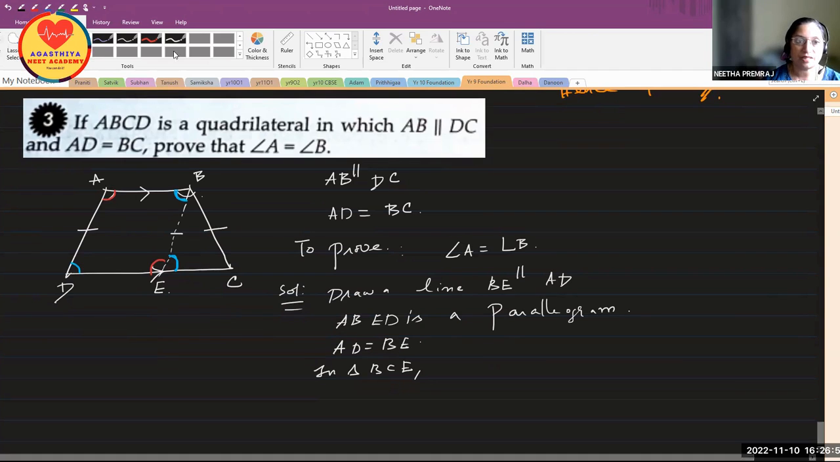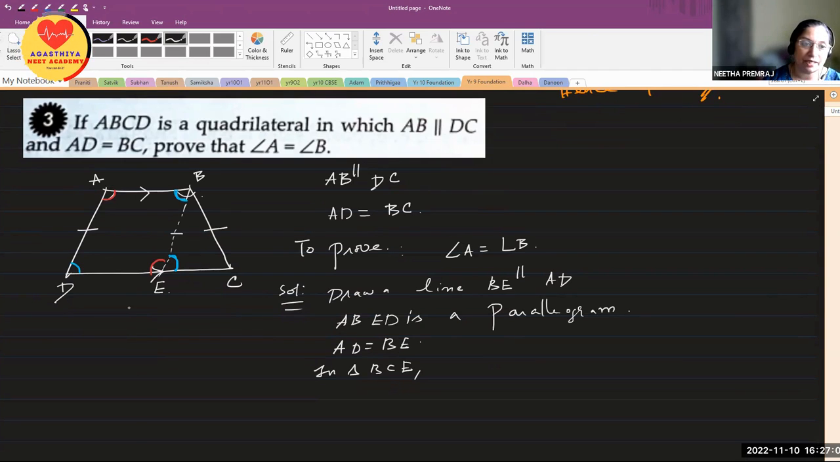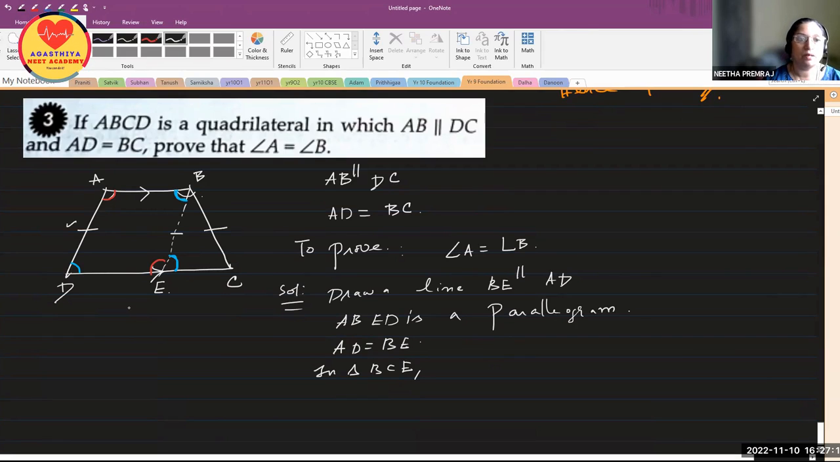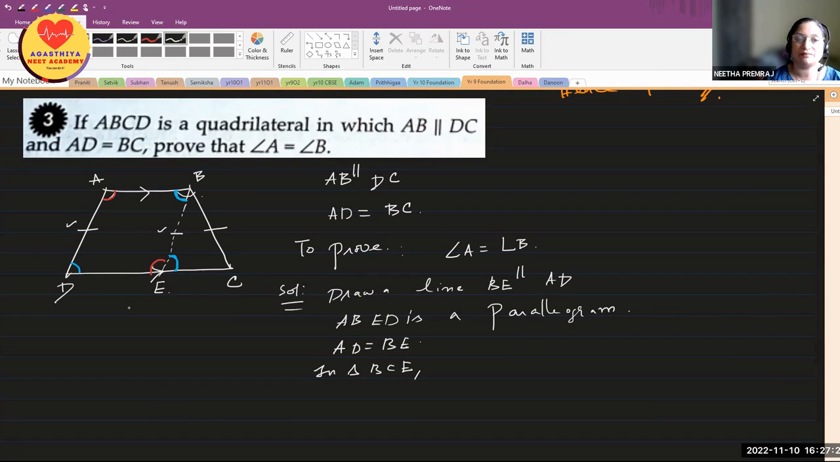Guys, see, now what we did is, we have drawn this figure parallel to AD. Okay. So ABED becomes a parallelogram. What is the parallelogram property? Opposite sides are equal. So AD equals BE, right? Correct? AD is equal to BE. And in the sum itself, it is given BC is equal to AD. Correct? What has been given in the sum? In the sum, it is given AD is equal to BC.